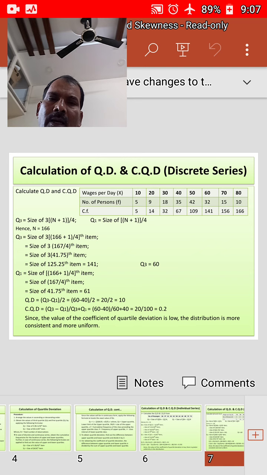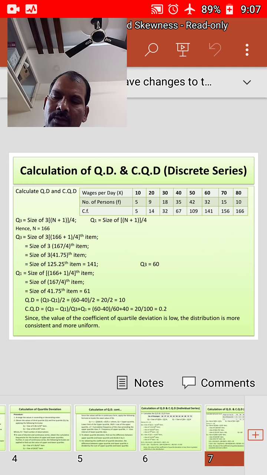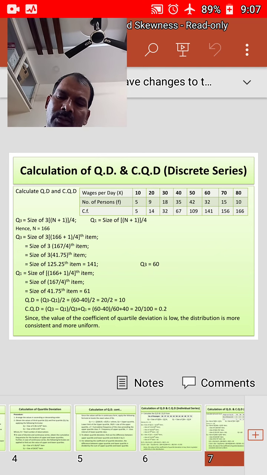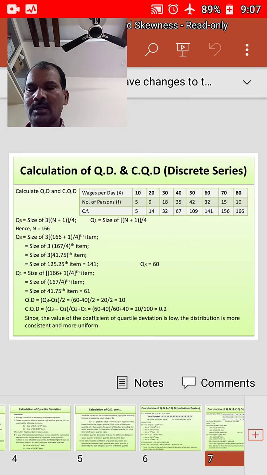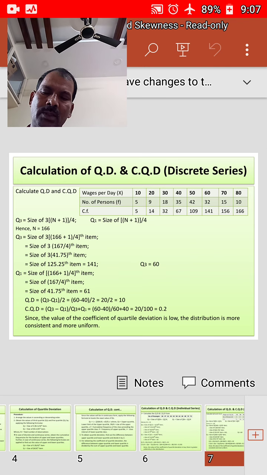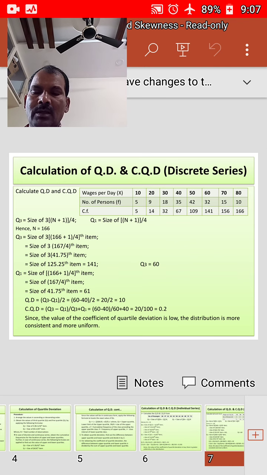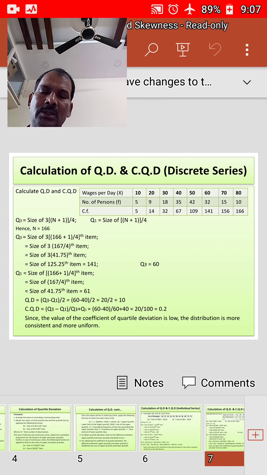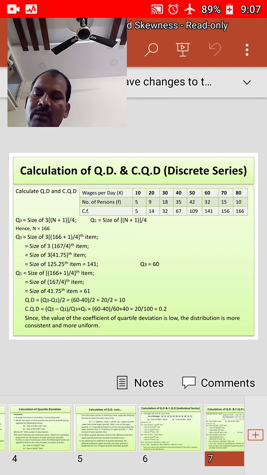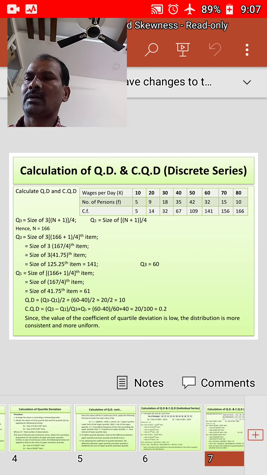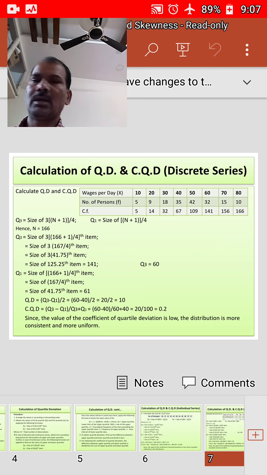Here another example is also given: data relating to the number of defects per 100 trials in a manufacturing process, for 2 machines. He has asked to find out which machine is more uniform using the quartile deviation and the coefficient of quartile deviation.